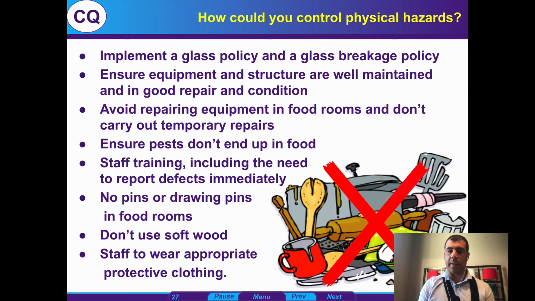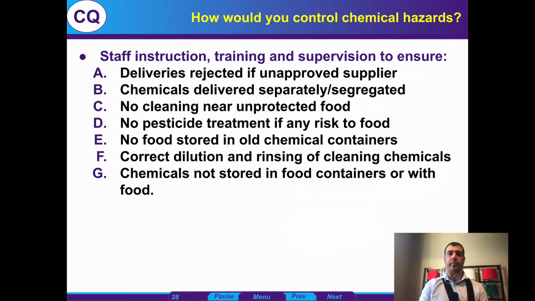And staff to wear the appropriate protective clothing. Appropriate protective clothing, in regards to physical hazard, means that you shouldn't have any detachable parts. For instance, a shirt with buttons, such as this one here, is not recommended in food rooms, unless there is a double layer that would isolate any parts falling off from the food.